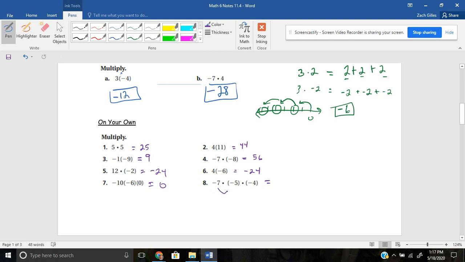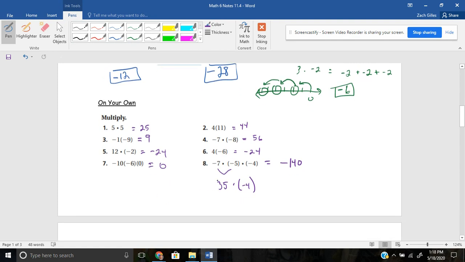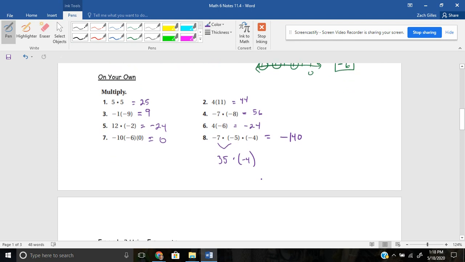A negative times a negative here, but these two have the same sign, so we'd end up with a positive 35. And then we have positive 35 times -4. So now we have different signs, so my answer is going to be negative. And 35 times 4 would give me 140, so -140. So try to keep track of your positives and negatives when you have more than two numbers being multiplied. You've got 3 in this case.